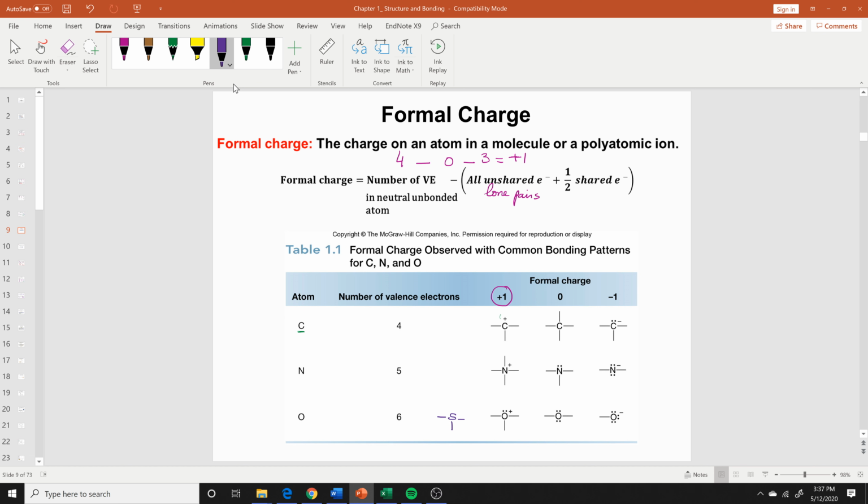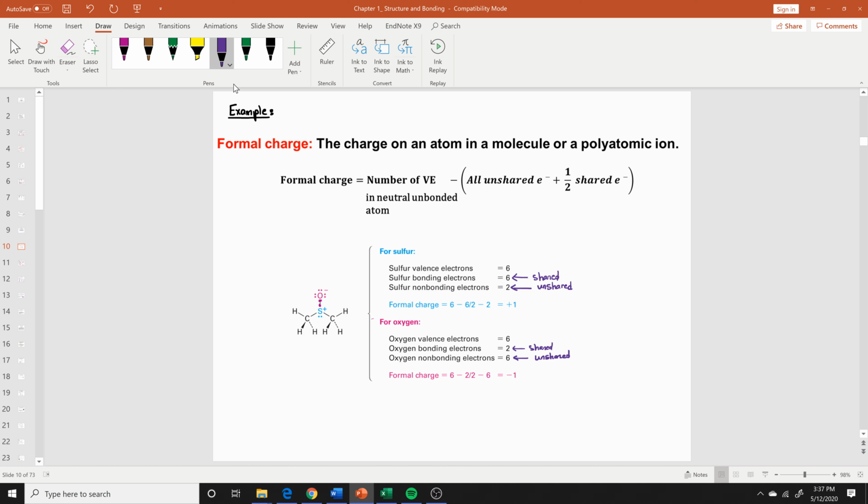If sulfur has 3 bonds and 1 lone pair, its charge is positive 1. If sulfur has 2 bonds and 2 lone pairs, its charge is 0. And if sulfur has 1 bond and 3 lone pairs, its charge is negative 1. This is an example where I am asking you to calculate the formal charges of sulfur and oxygen.